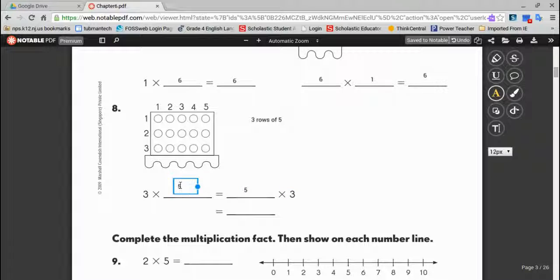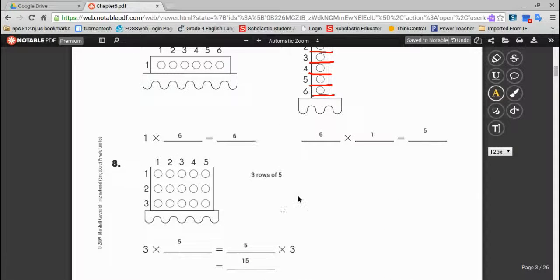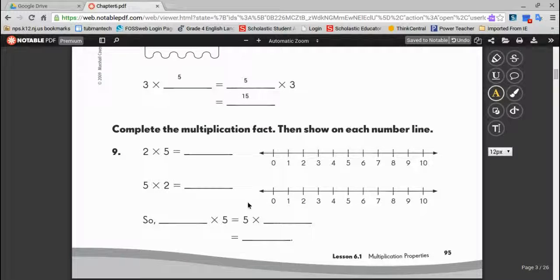Because both ways to multiply will give you the same answer, and that answer is, well, let's count. 1, 2, 3, 4, 5, 6, 7, 8, 9, 10, 11, 12, 13, 14, 15. So both ways gives you 15. Gives you the same answer, just a different picture. Okay, so this is number 9.